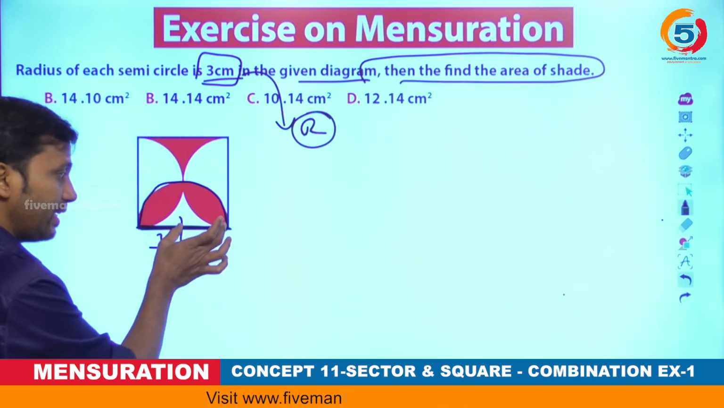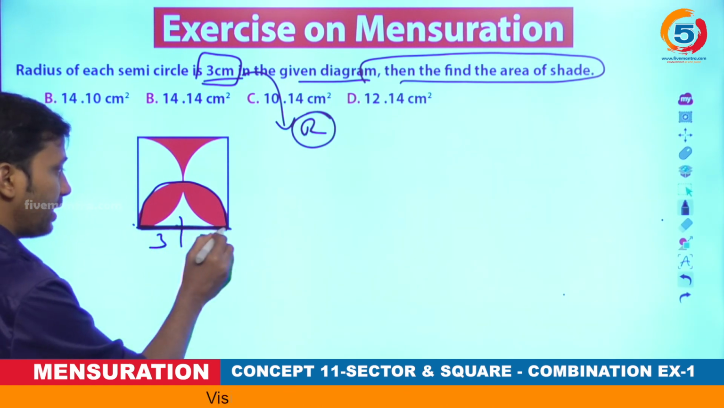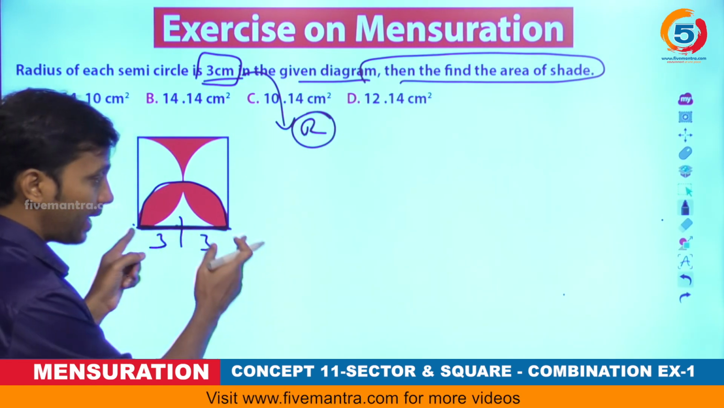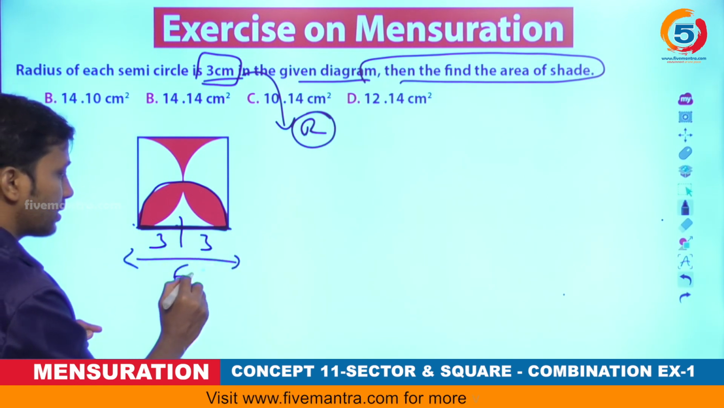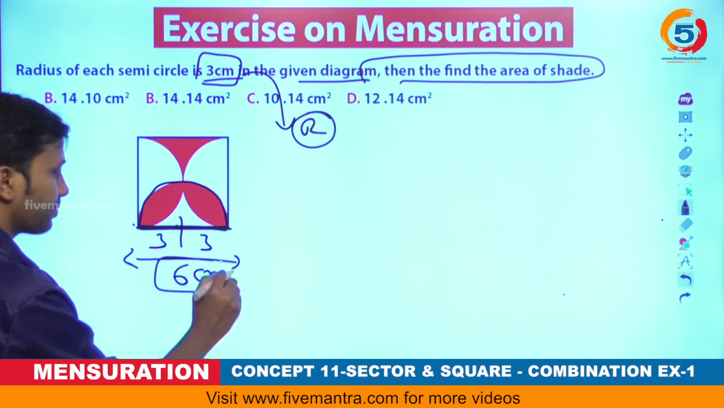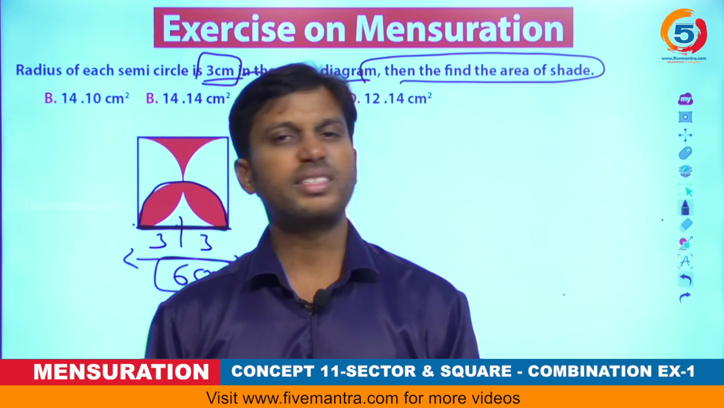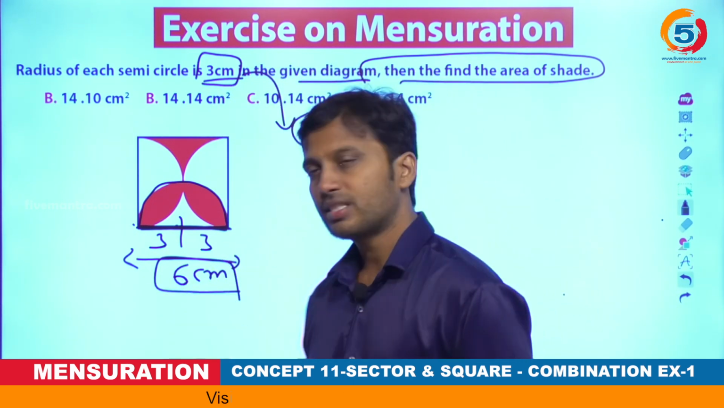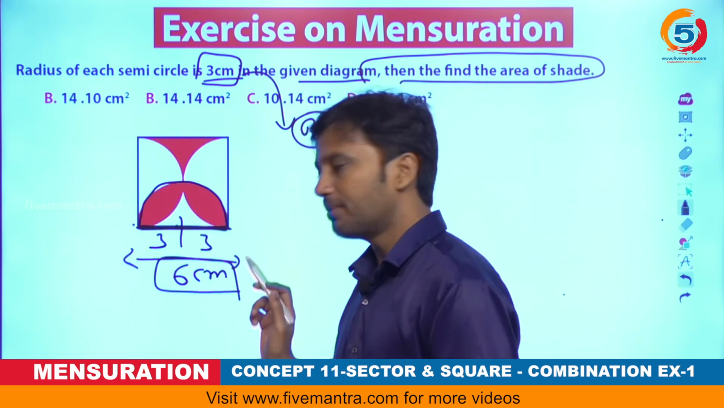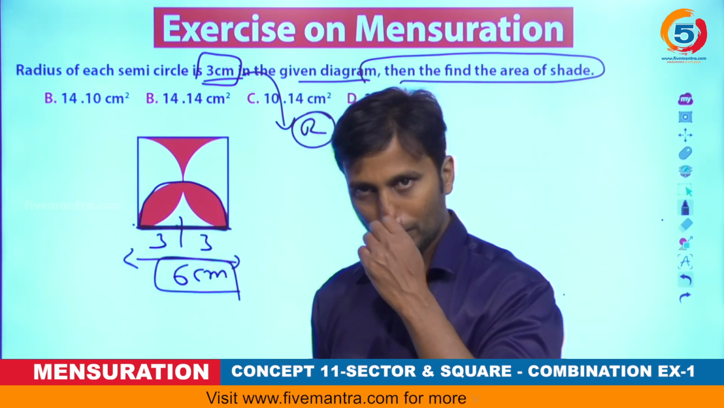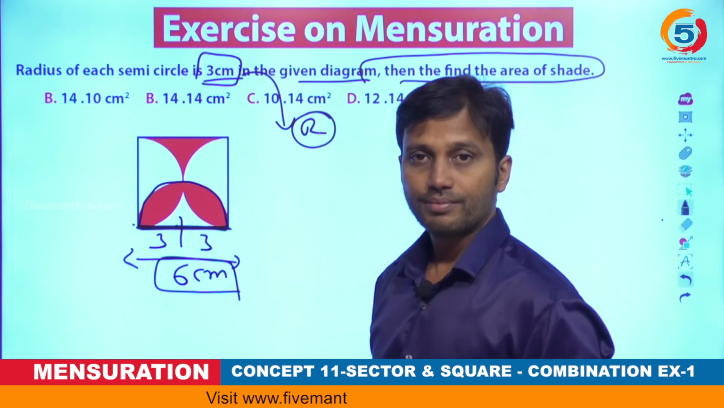So the given one is the radius. This is radius and this is radius. That means double the radius is 6 centimeters, which is equal to the side. So here the total side would be how much? 6 centimeters. Total side of the diagram is how much? 6 centimeters. Just have a look at this. Total side of the square is how much, boys? 6 centimeters. So now, what is our question? To find the area of the shade.